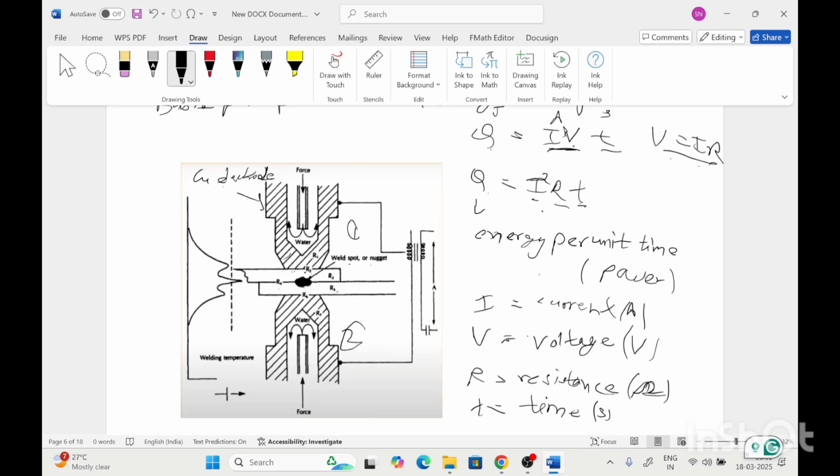And the next resistance comes from the contact between the electrode and the plate, which is R2. Then R3 and R5 are the bulk resistance of these plates. R4 is the contact resistance between these two welding plates, and similarly R6 is the contact resistance between the plate and the electrode, and R7 is the resistance of the electrode.